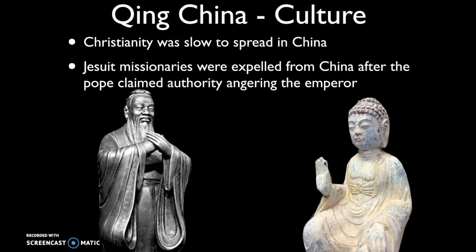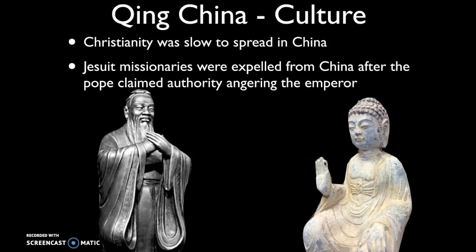These Jesuit missionaries, though, who were sent over to China, had achieved some success, but ultimately were expelled from China after the Pope claimed authority over basically all Catholics worldwide. And this is obviously going to upset the Chinese emperor, who's going to be like, wait a second, I'm the emperor of China. I control all Chinese regardless of whether they're Catholic or not. And so this dispute ends up with the Chinese emperor expelling Jesuit missionaries. And we're going to see this also played out similarly in Japan.